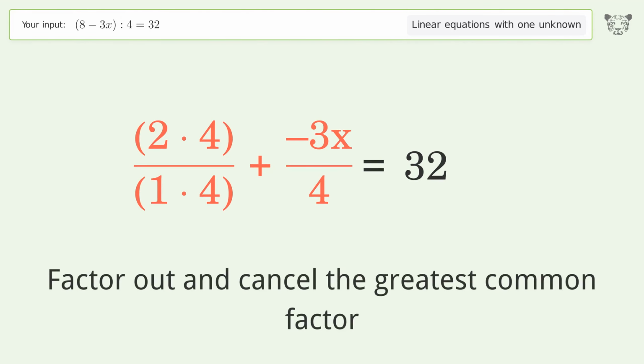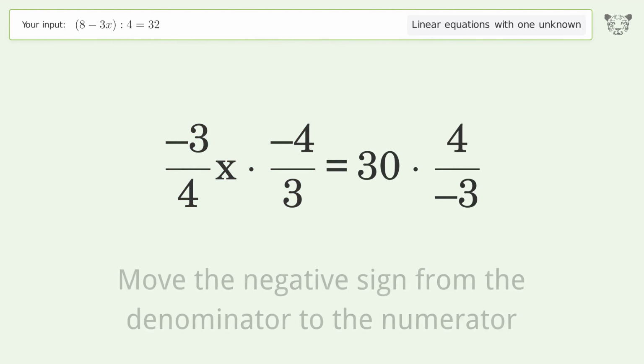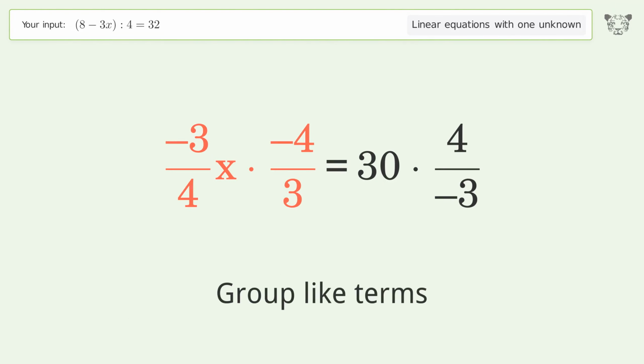Isolate the x. Multiply both sides by inverse fraction 4 over -3. Move the negative sign from the denominator to the numerator. Group like terms.